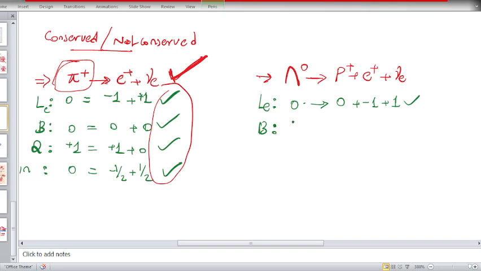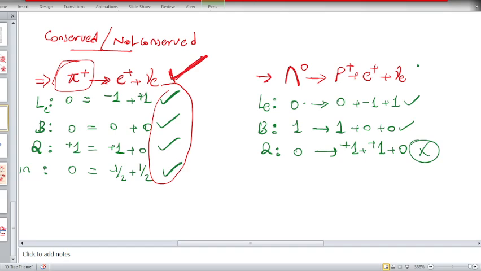Now for baryon number conservation, you can take it as B or A, both represent baryon number. So this is lambda zero, 1. Here also you have 1, plus 0, plus 0. This is conserved. Both sides you have 1, so delta B is 0. And then Q, charge is 0 here. Here plus 1, plus 0. So this is not conserved. This interaction is not possible because charge is not conserved in it.